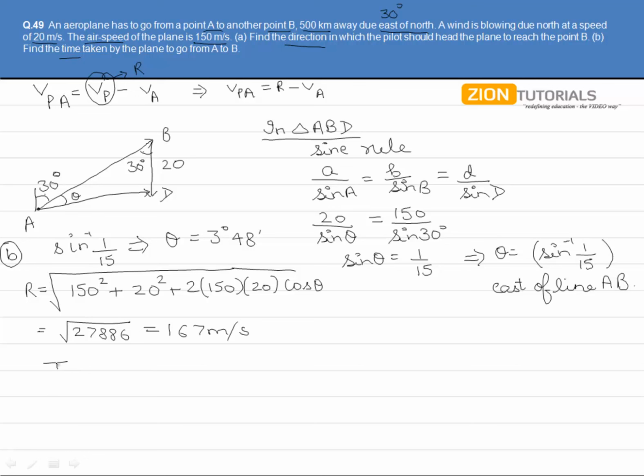Now finding out the time in the same manner as the distance upon velocity, that is 500 into 1000 upon 167, giving us approximately 50 minutes.